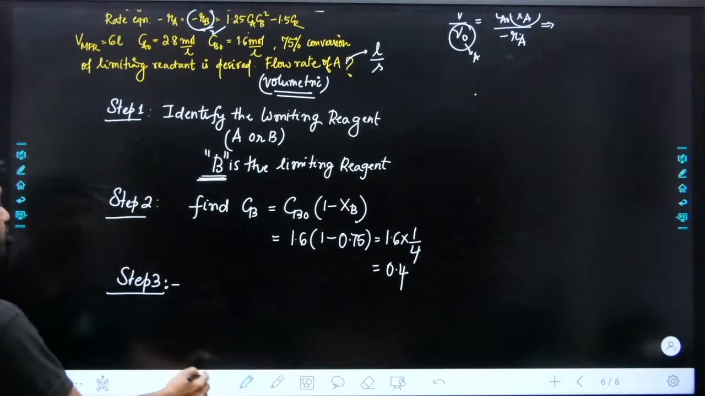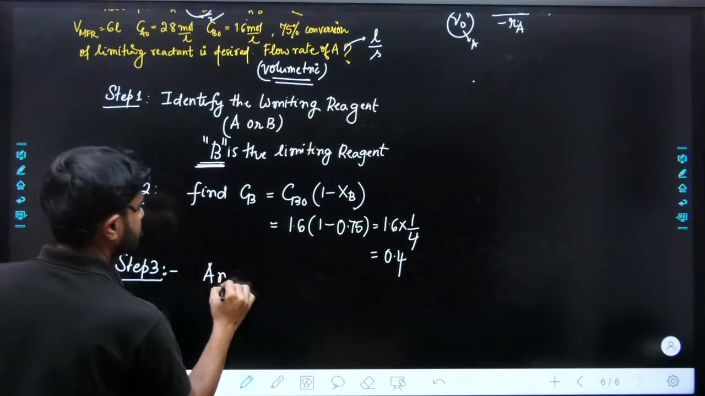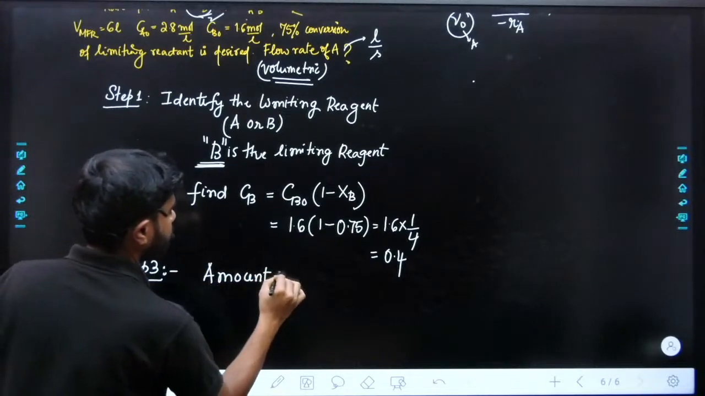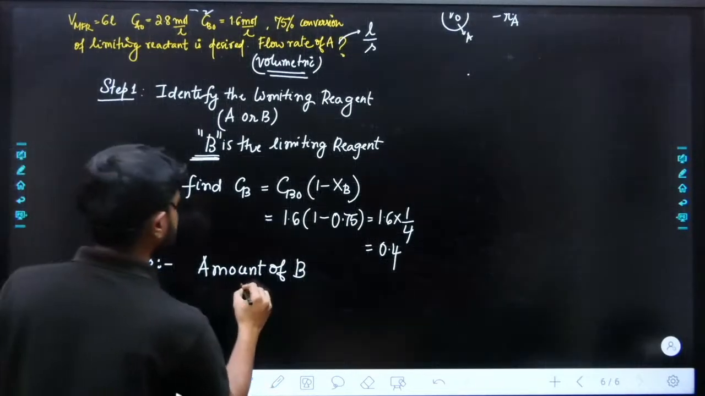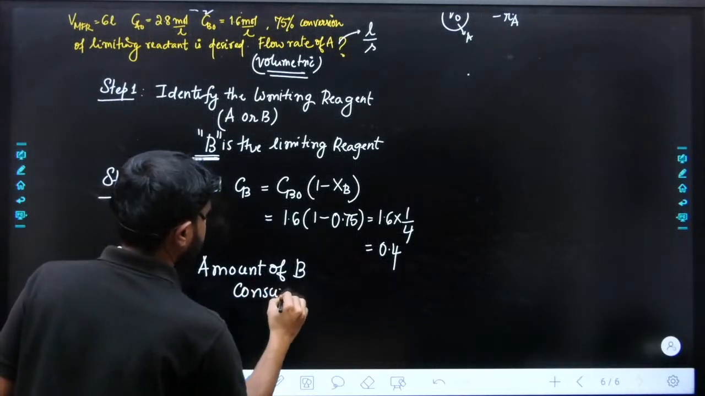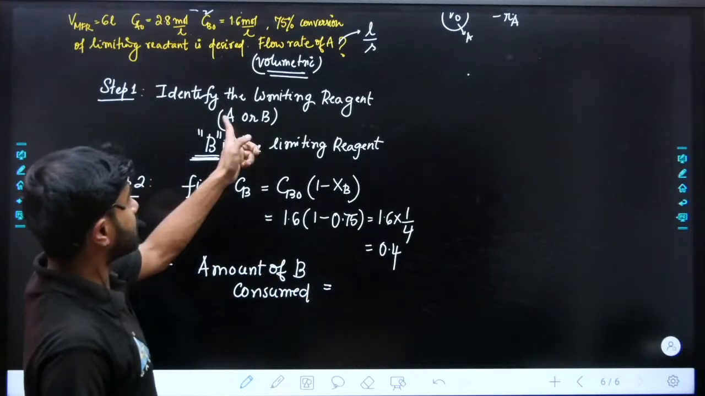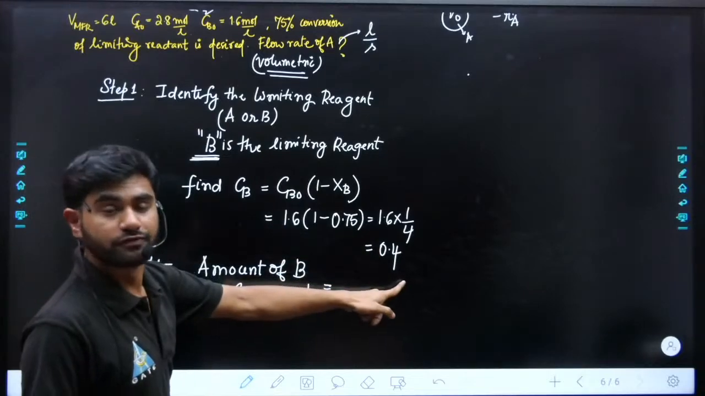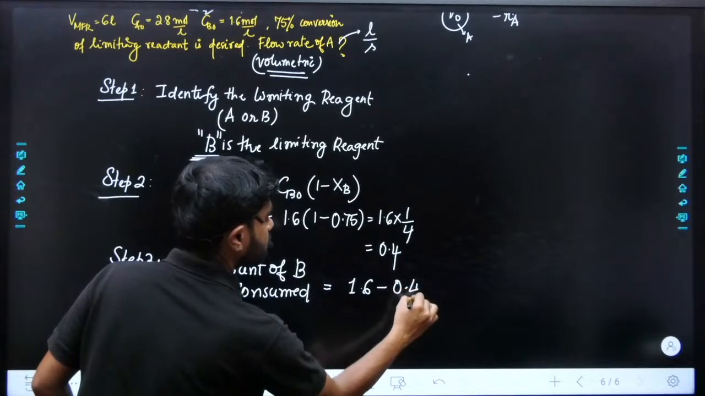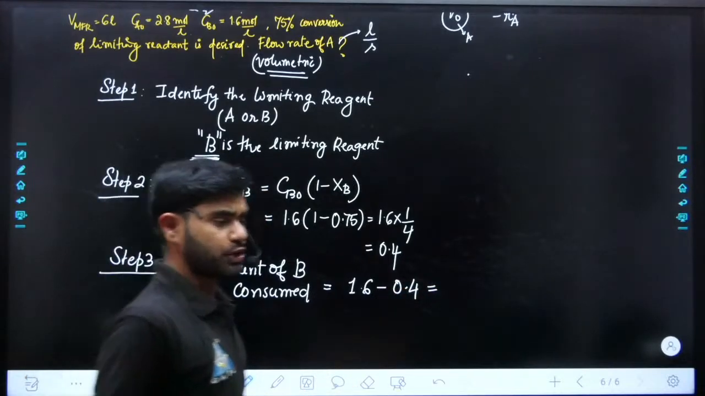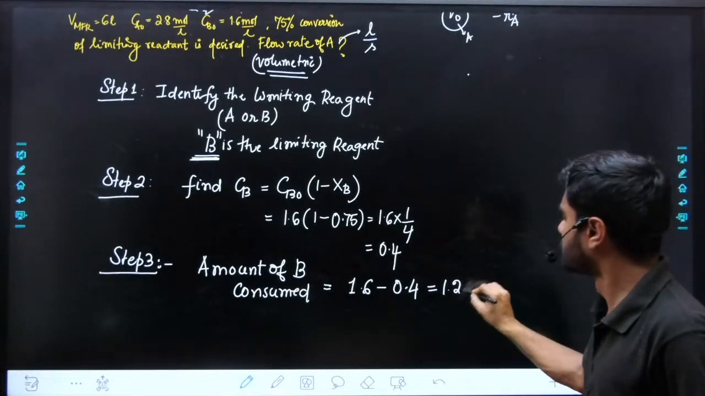So how can we deal with it? We make sure of the amount of B left. The third step will be the amount of B consumed. So how can we find the amount of B consumed? 1.6 minus 0.4. The value has to be 1.2, I guess. Somewhat it is 1.2. Okay, so it is 1.2.